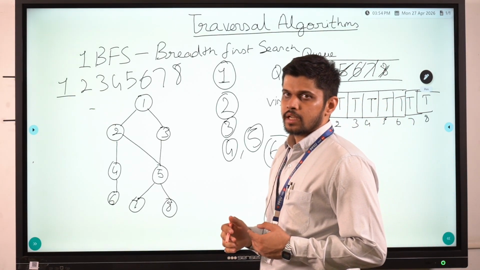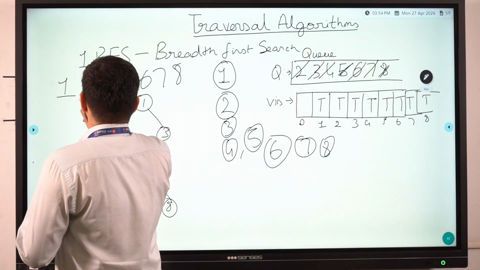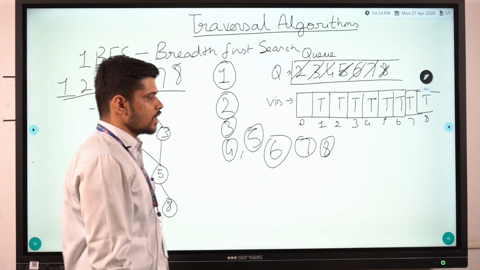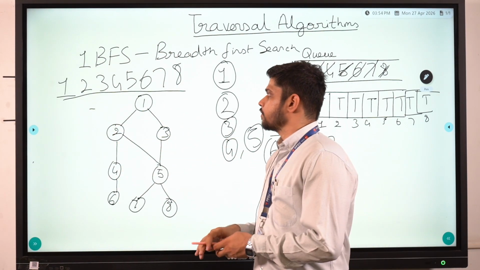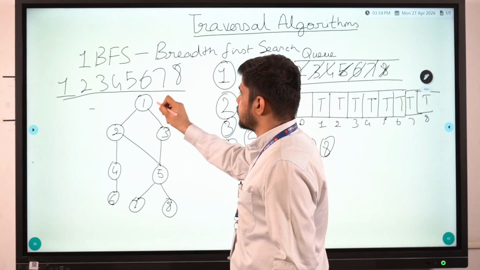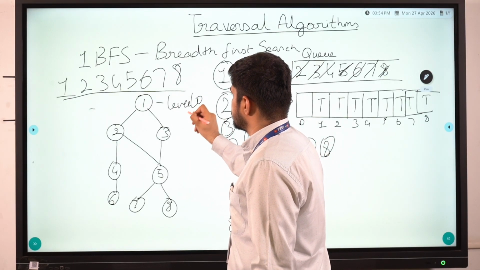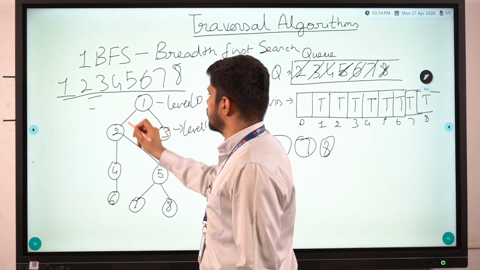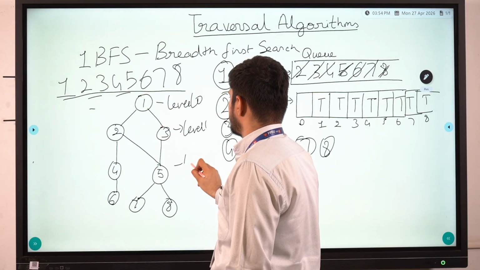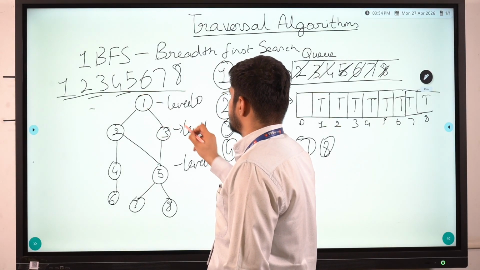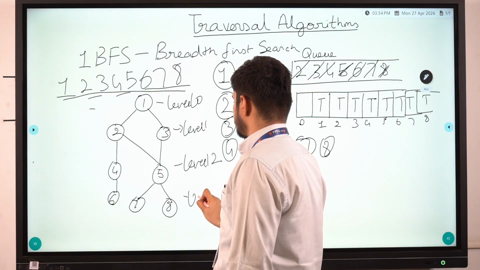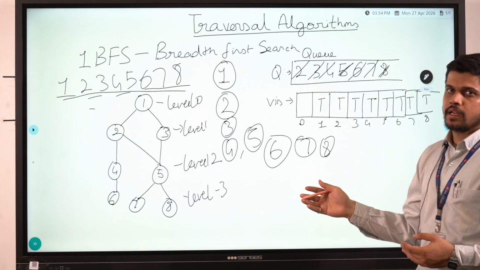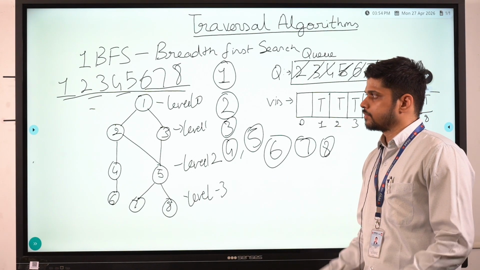Since the queue is empty, we can stop the process, and our traversal has been 1, 2, 3, 4, 5, 6, 7, 8. So this was breadth first search. First we went across level 0, then level 1. So 2 and 3 are of level 1, then 4 and 5 are level 2, then 6, 7 and 8 are at level 3. So this is how we use BFS to traverse a graph.